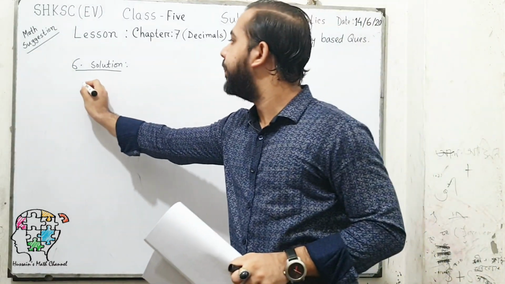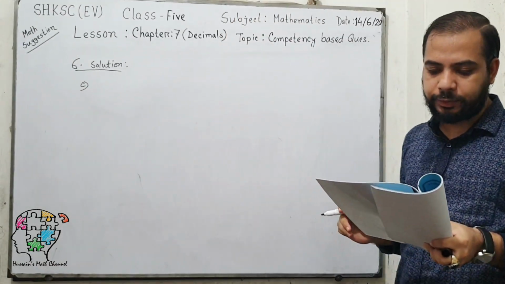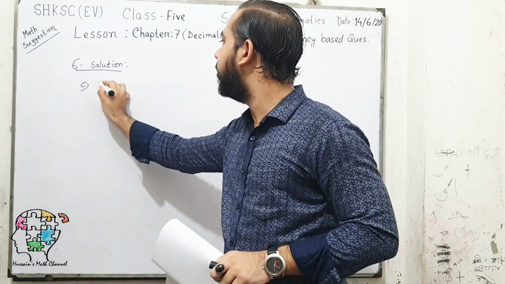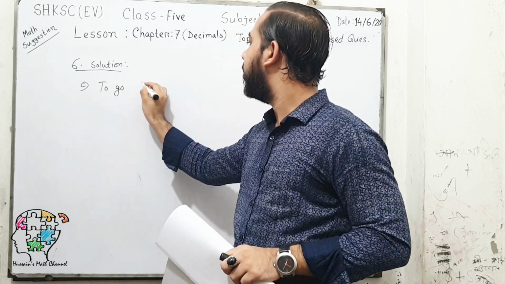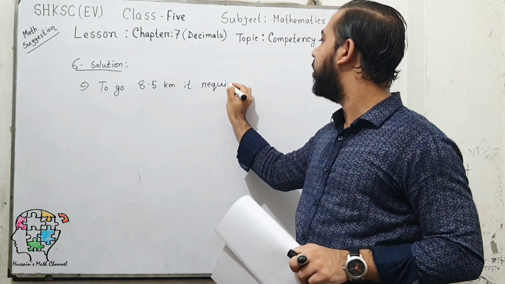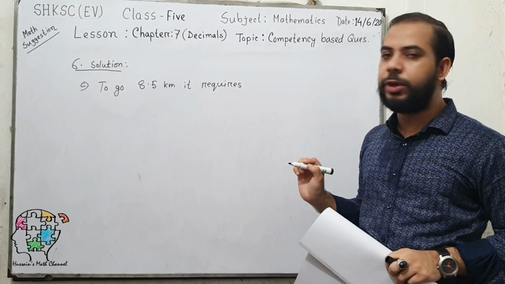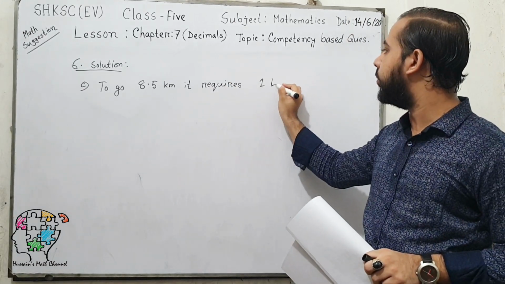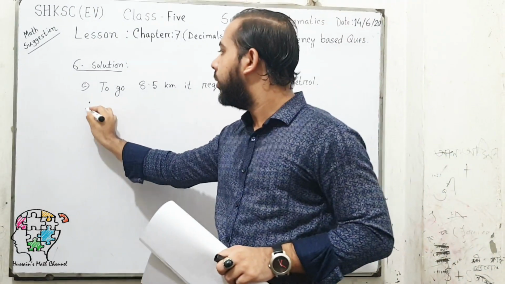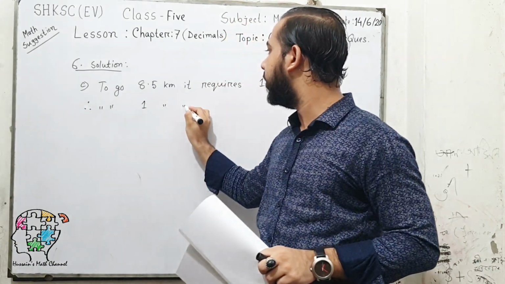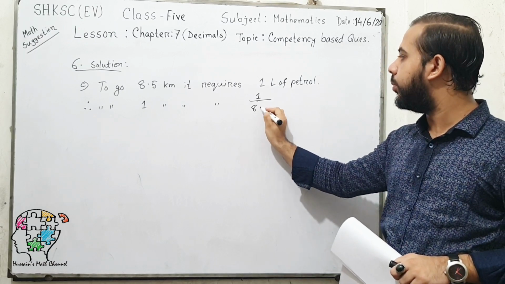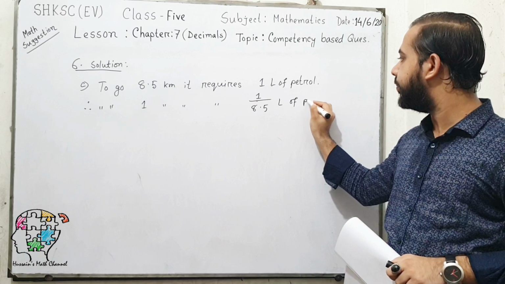Right, question number C. At first we will write the information from the question, that is to go 8.5 kilometer it requires 1 liter of petrol. Therefore to go 1 kilometer it requires less petrol, so we divide 1 divided by 8.5 liter of petrol.